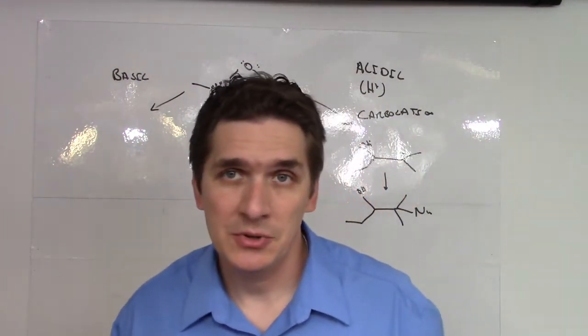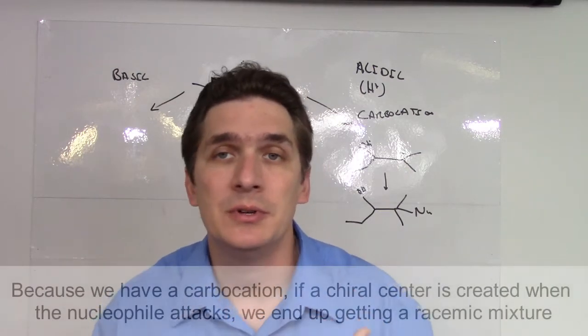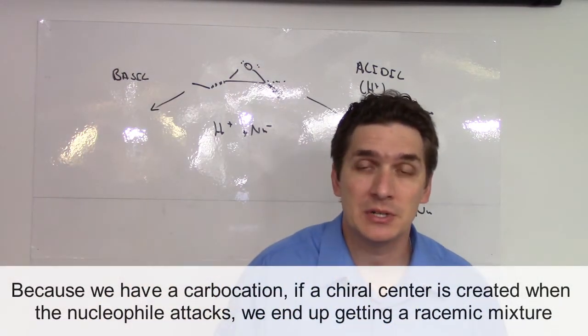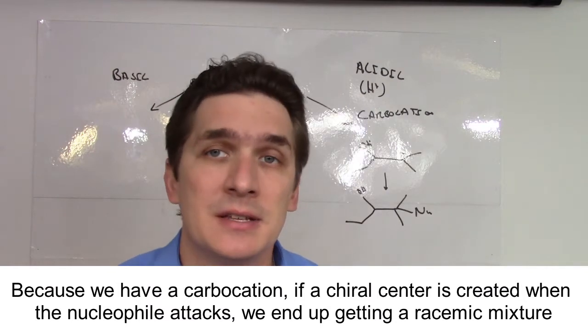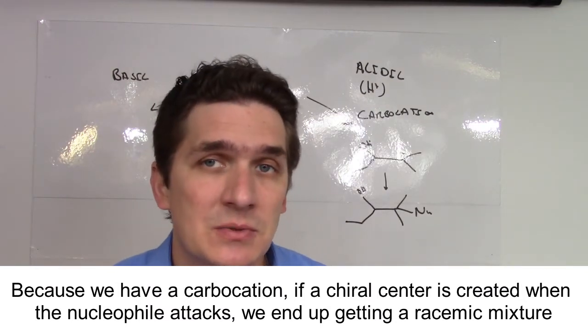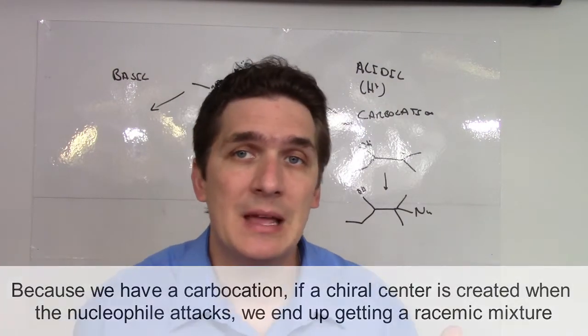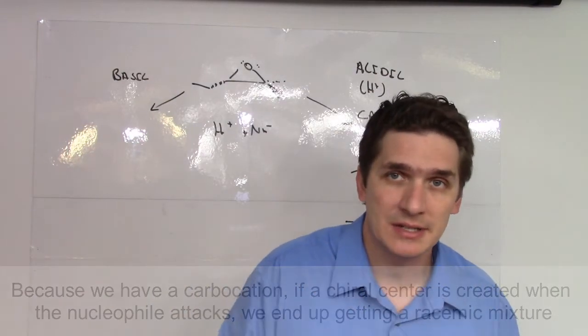Now, because we're going through a carbocation intermediate, we're going to get a racemic mixture of both the R and S configurations. It's kind of inconsequential to this discussion, but just keep that in mind. Once you go through carbocation, you lose all selectivity.